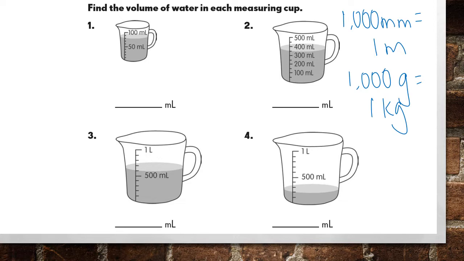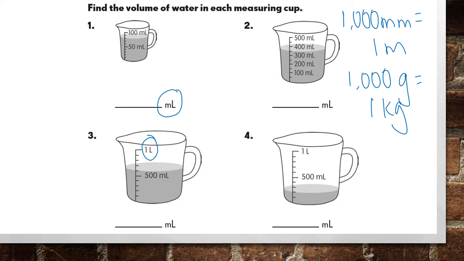So for our capacity unit of liters and milliliters, notice that milliliters are abbreviated with a lowercase m and a capital L. Liters will be noted with a capital L, like right here. So we're going to use these containers to see how many milliliters we can find in there.